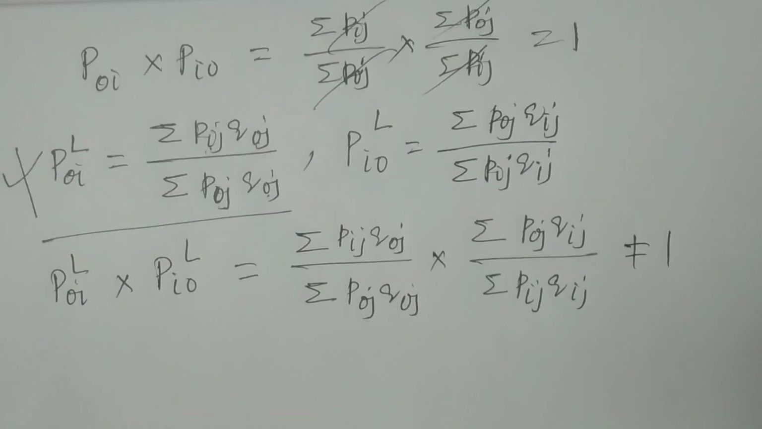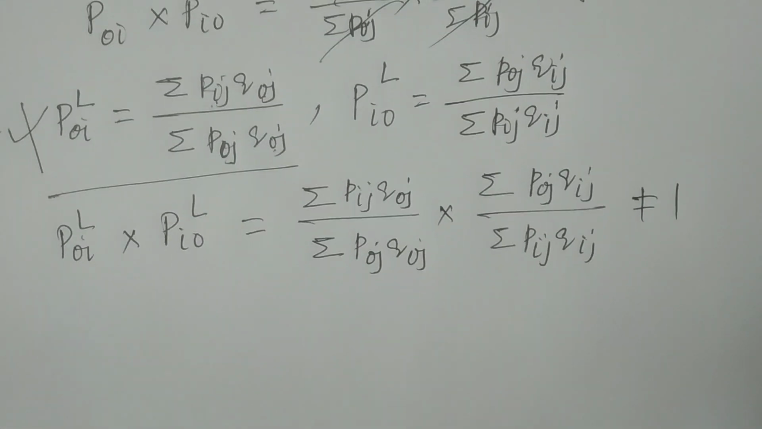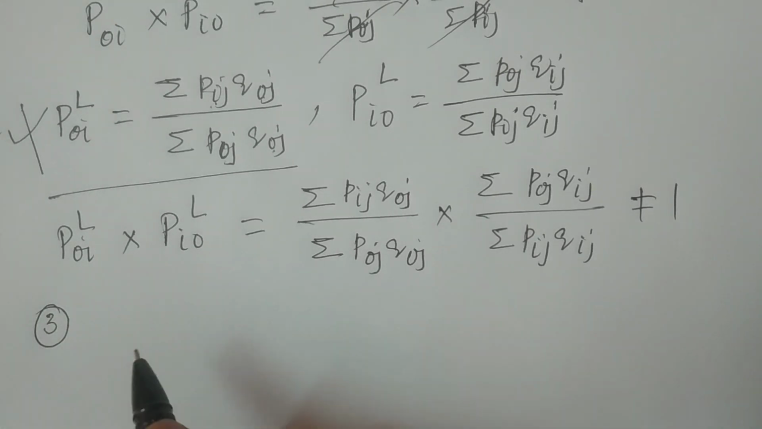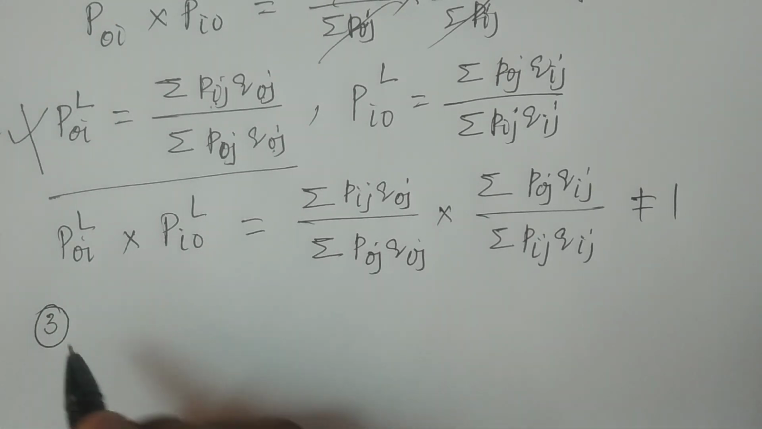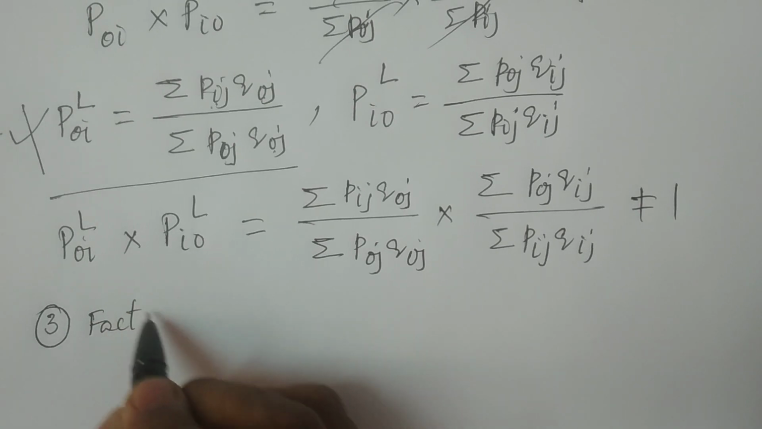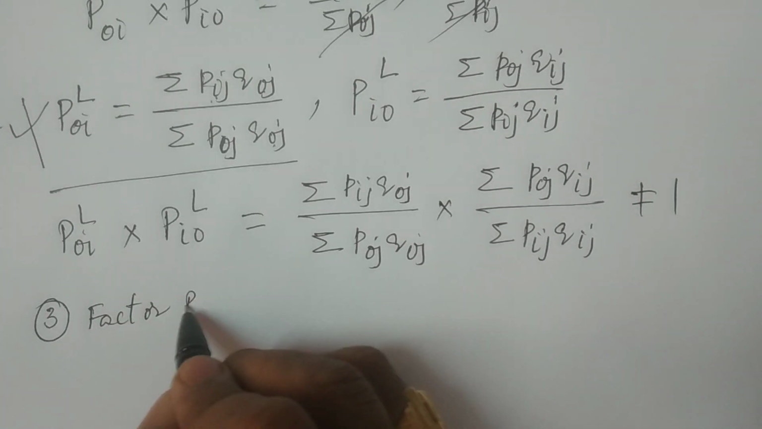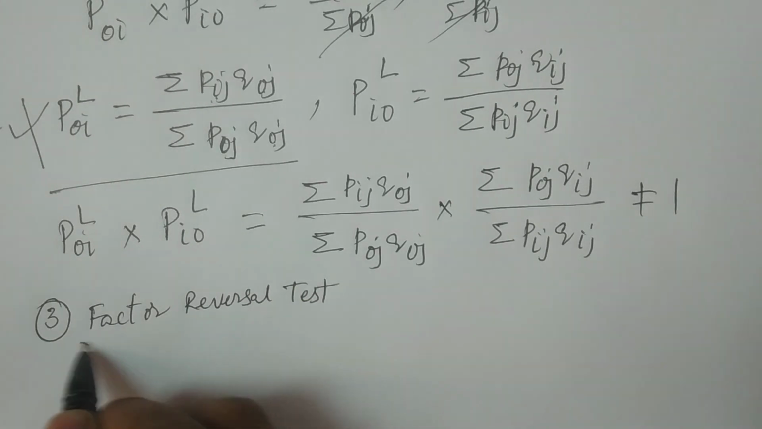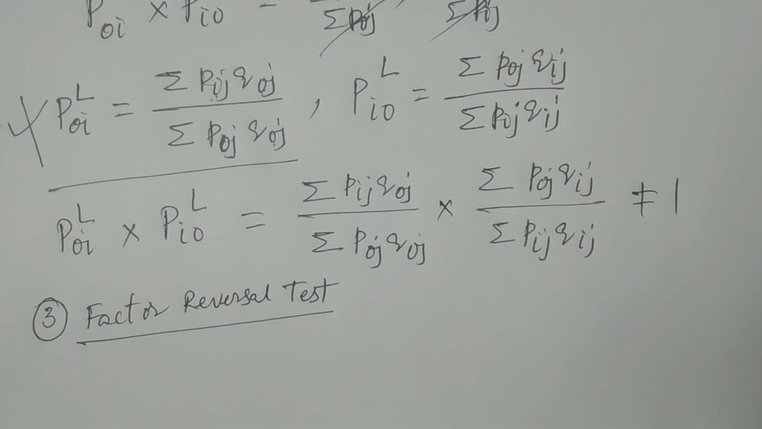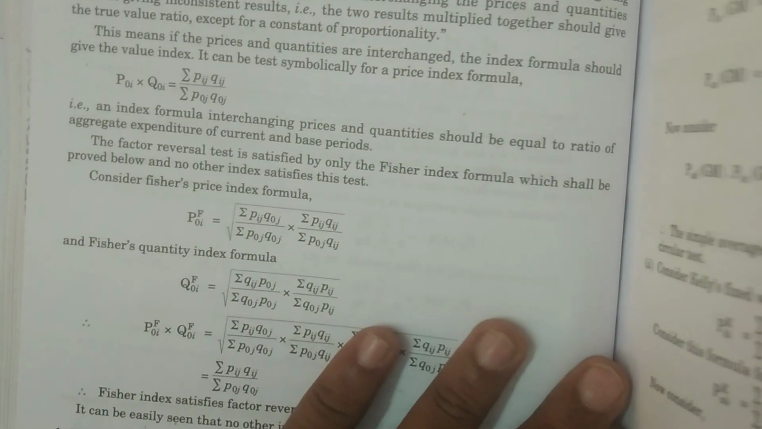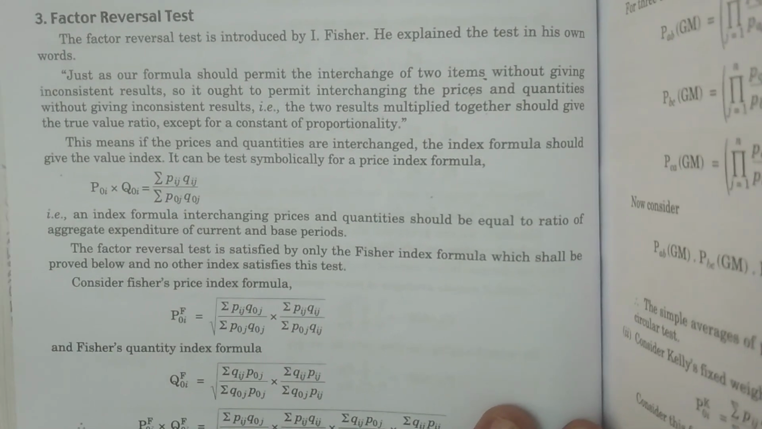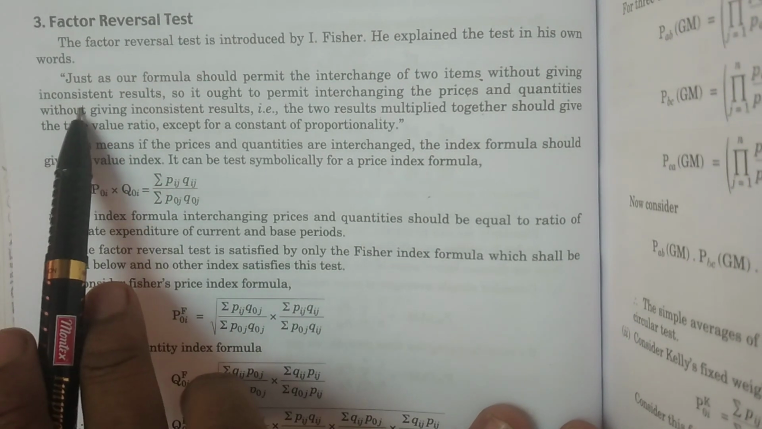Similarly, now consider the next one, that is the third test. What is the third test? Factor reversal test. We study the statement given by Fisher. What is the statement given by Fisher?